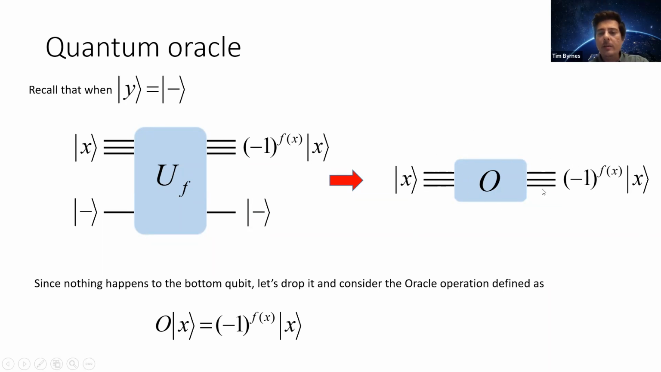And so what we're going to actually use is something like this, where basically x becomes -1 to the power of f of x. And that's basically what we're going to consider to be our oracle.